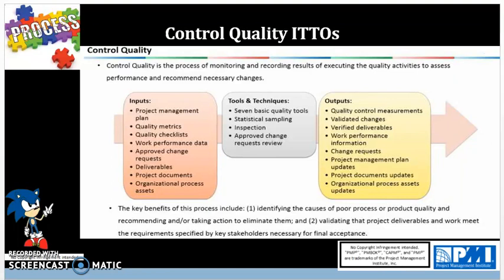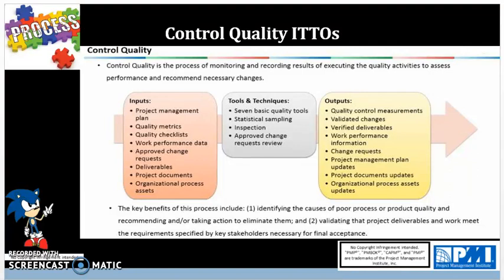The ITTOs, inputs, tools, techniques, and outputs, for the control quality process are shown here. For inputs, we have the project management plan. Then we have the quality metrics that we use to measure quality, and quality checklists, a walkthrough checklist to make sure that all the specs are being met as we walk through the end result with the client. Then we have work performance data, raw observations such as plan versus actual technical, plan versus actual schedule, and plan versus actual cost performances, as a project has been undertaken.